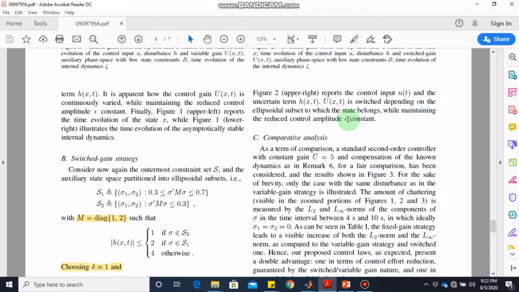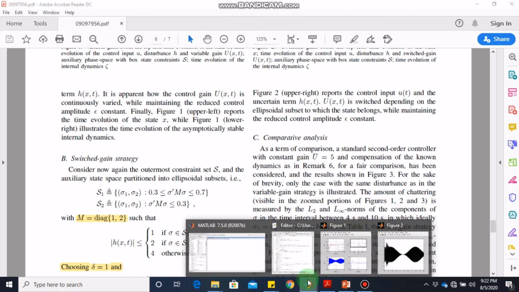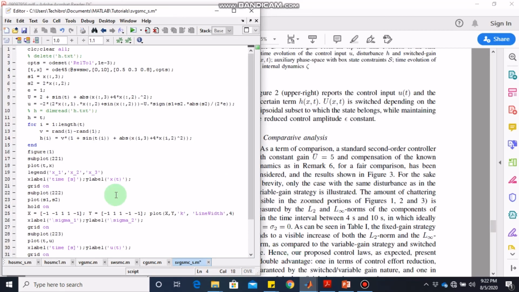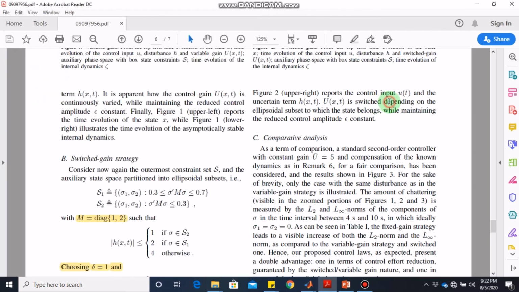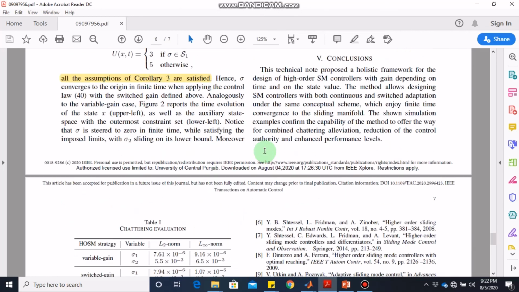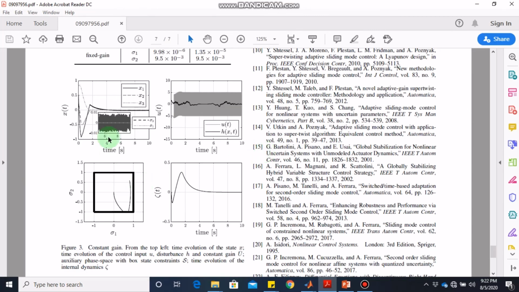The third and final control discussed in this paper is the constant gain controller. In the constant gain, they have used just capital U equal to 5. That is the easiest one to implement. This is the code for the constant gain controller. If you compare this with the variable gain controller code, the difference is that instead of using this whole equation for u, you just set u equal to 5 for every case. You can basically write this code and get these results for the constant gain controller.